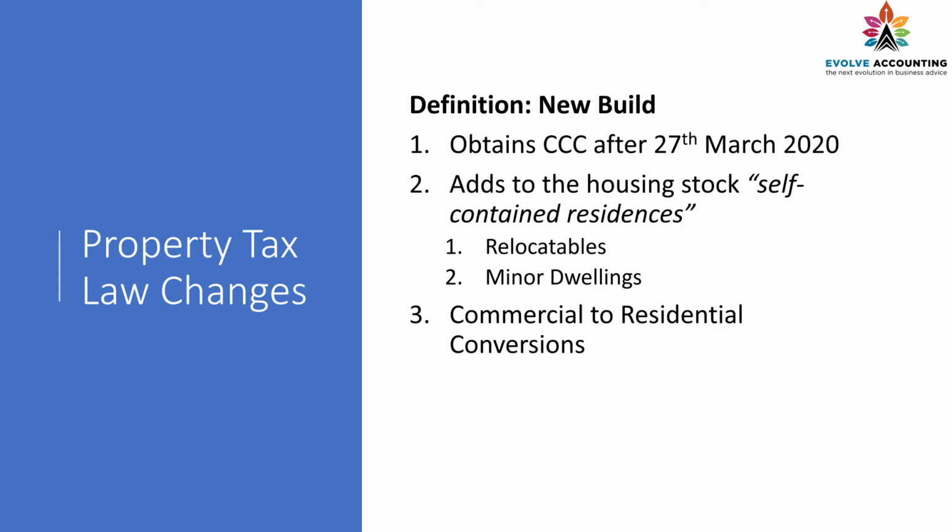Now, the definition of a new build is relevant for these rules because we've got two classes of property. We've got new build and what's called disallowed residential property. So a new build is a property that obtains its code compliance certificate after the 27th of March 2020, so that's last year, and adds to the housing stock. So it doesn't have to be a new build per se, a new dwelling, but it could be a relocatable, or build a new minor dwelling or put a minor dwelling on a site that is going to classify as adding to the housing stock and would require a CCC, so would meet the definition. As does converting a commercial to a residential residence. So that's the definition of a new build.